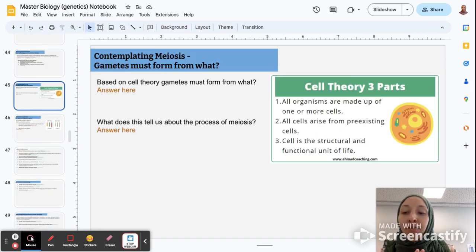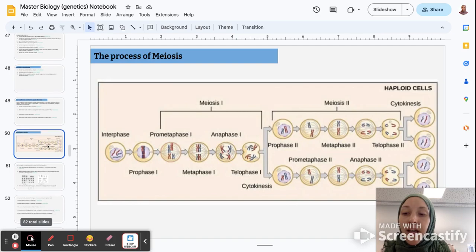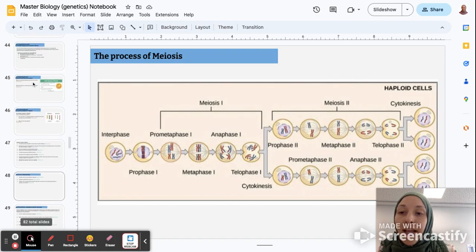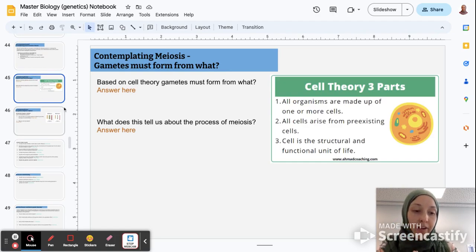If we look at the process of meiosis, what part of cell theory connects to meiosis? Is an organism able to just make gametes? Well, no. They have to use pre-existing cells to make gametes. So we have to start with a pre-existing cell to produce the gametes. That is what this slide is about. What part of cell theory does meiosis relate to? All cells arise from pre-existing cells, number 2.